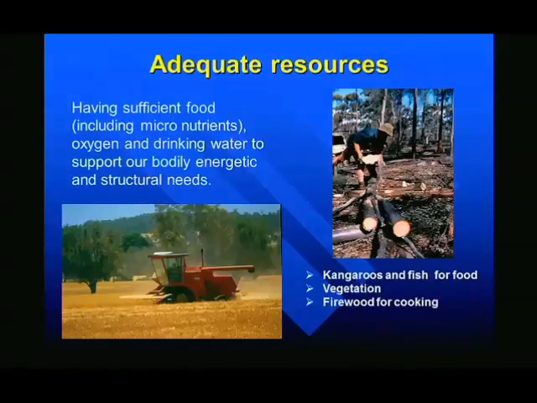Adequate resources is having sufficient food, oxygen and drinking water to support our bodily energetic needs. Things like kangaroos and fish, molluscs, natural biological elements for foods, are very obvious. But we also look at these things in a secondary sense, so that the vegetation in the paddock may contribute to the hydrological performance of the crop in some way, or form a stock protection value to give you higher production of food. We would then count that as natural biological elements contributing to adequate resources. And that's exactly what we do.